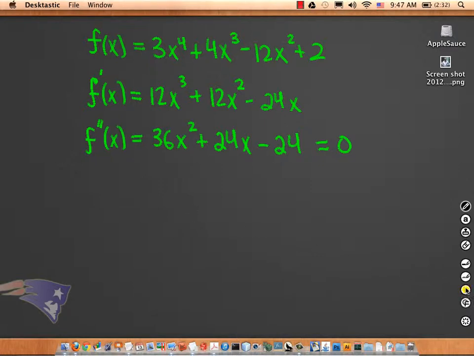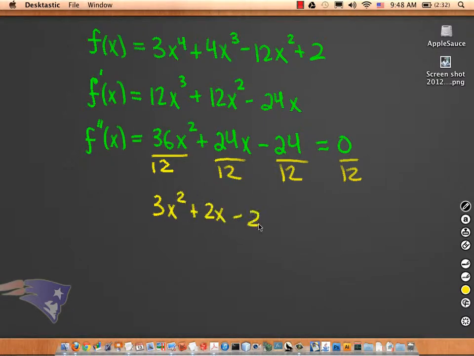And I'm going to change color because I don't think that green's standing out too well here. So divide by 12 everywhere. So 12 goes into 36 3 times, so 3x squared plus 2x minus 2 equals 0. And what kind of an equation is this? Quadratic. So we can either factor it or use the quadratic formula. I think this one factors.